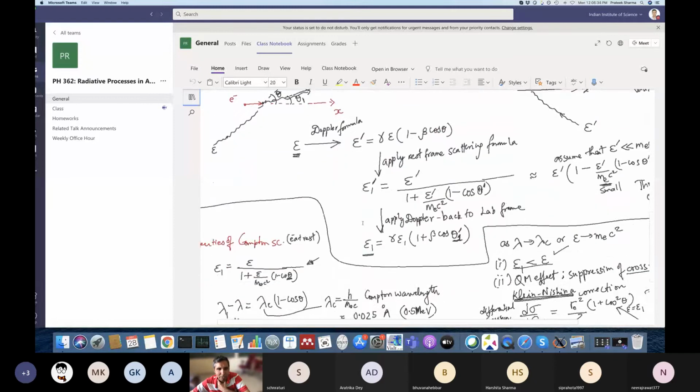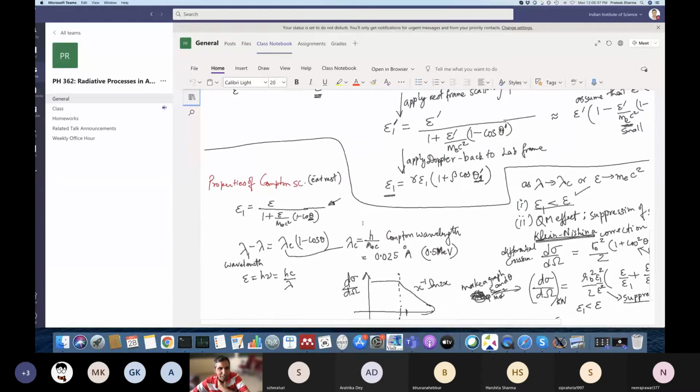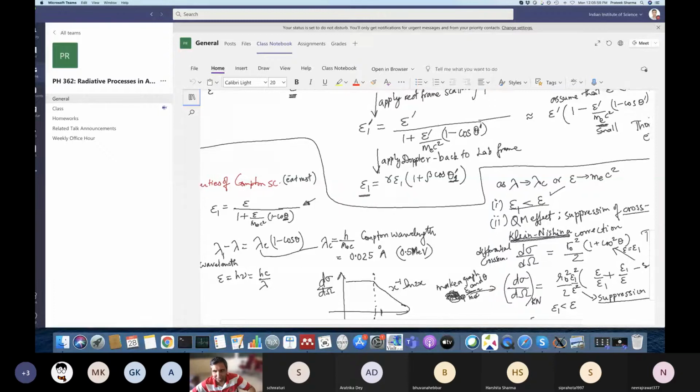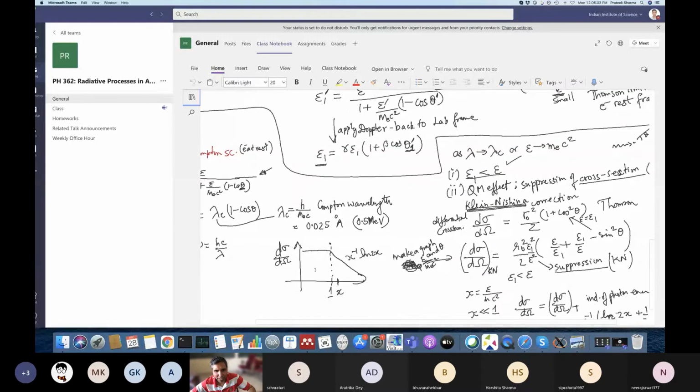Then we also talked about these properties of Compton scattering. You are in the Thomson limit if your wavelength is much less than the Compton wavelength, and it's elastic scattering. So that's the first effect. The second is the Klein-Nishina suppression of the Compton scattering cross section relative to the Thomson cross section. This also happens when the energy is high, and it's a quantum mechanical effect. The cross section goes like 1 over x, where x is the ratio of the energy of the photon before scattering to the rest mass energy of the electron.